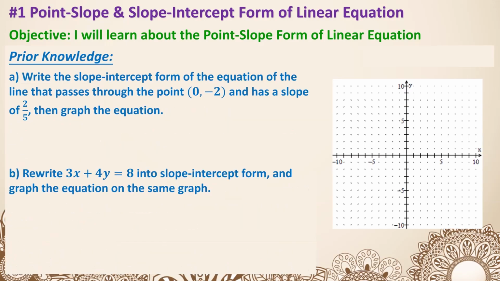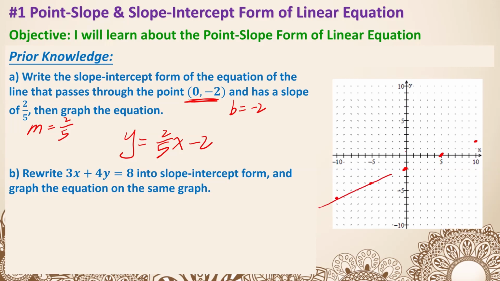Prior knowledge. A. Write the slope-intercept form of the equation of the line that passes through the point (0, -2) and has a slope of 2/5. So, if the point is (0, -2), that basically means that's my y-intercept. So b is -2. And if the slope is 2/5, my equation is going to be y equals 2/5 x minus 2. So I can graph it. -2 is the y-intercept, up 2 over 5, or down 2 over 5. So there's my equation. There's my line. There you go.